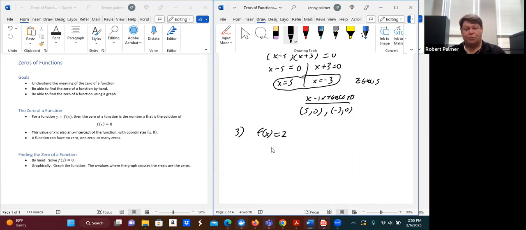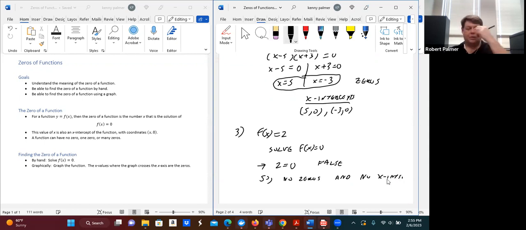Okay. Well, once again, what we try to do is solve f of x equals 0. We do that, we'd have 2 is 0, which of course is false. It's not possible. There's no x that we can make this true. So in this case, you'd have no zeros and no x-intercepts. This is just a constant function. So that's one example, one that has no zero.